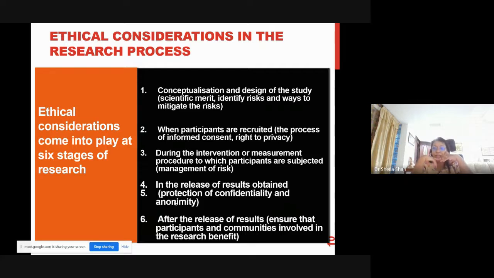After you get the result, the outcome, you must make sure that the community benefits. Like here, you are collecting the data from all the Butterworth people who come to your clinic. So what is your contribution? They came, you did research with them. Maybe you cannot contribute to your sample, but what is your contribution to the community?